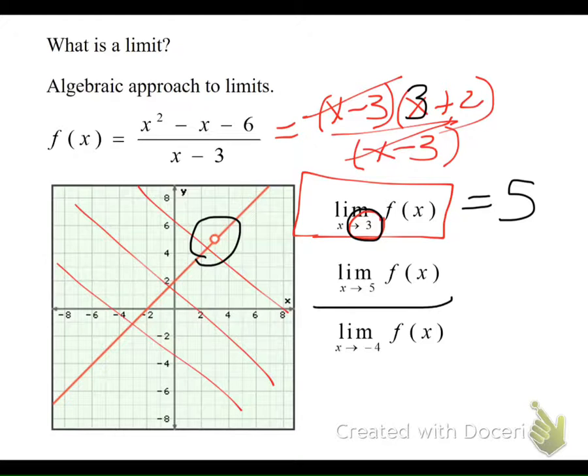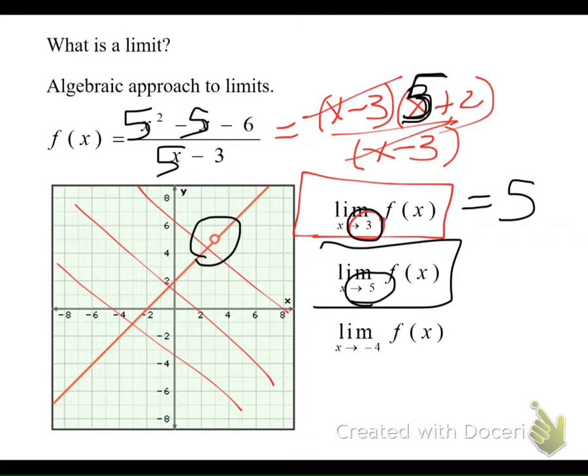Okay, well, how about this limit? I'm going to try to plug in a 5. I can either plug in the 5 here for all of these x's, or I can plug in the 5 here for the one x that remains. It doesn't matter because there's no hole in the graph. Whether I plug it into the simplified equation or the original, you're going to get the same answer either way, and that is 7. Graphically, it's because when x is 5, the height is 7.